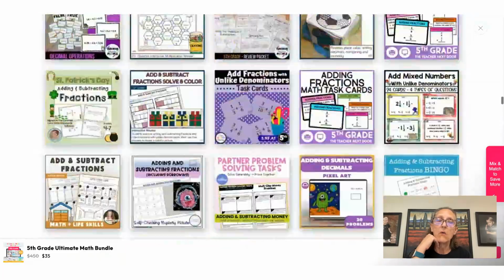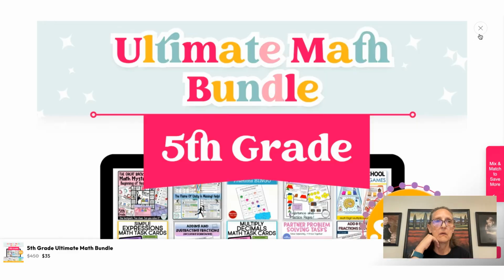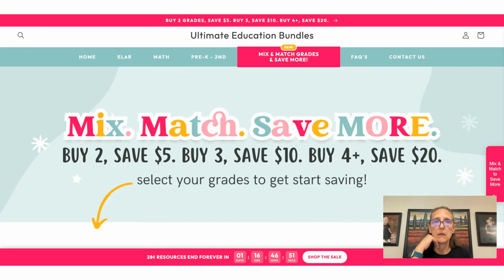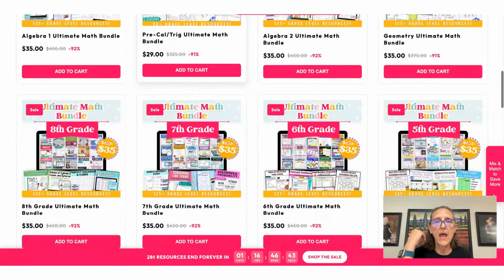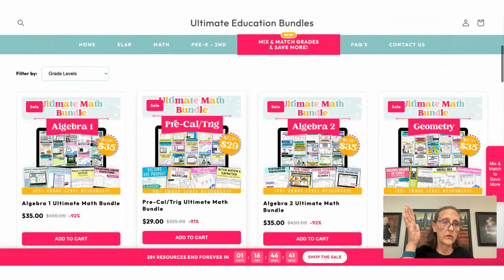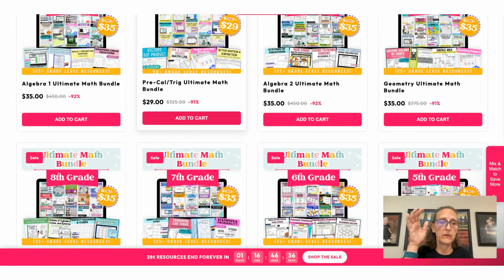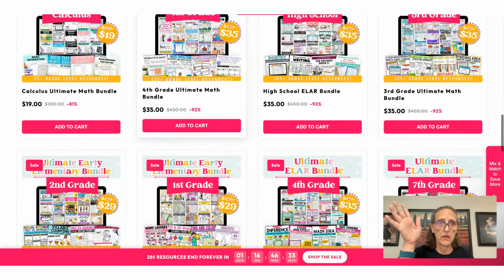Now, talking about mixing and matching, because I teach fourth grade and I teach advanced learners, I teach fifth grade math. And so we have almost all fifth grade math, but I do teach some fourth grade math too. So I would want a bundle that was fourth and fifth, not third and fourth. So I don't teach any third grade math.